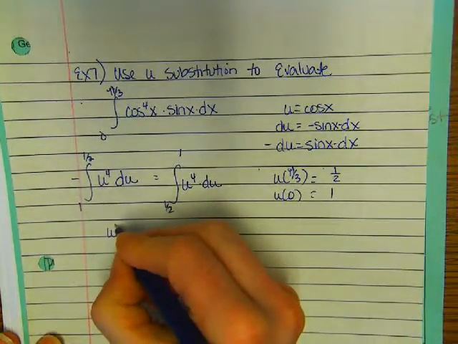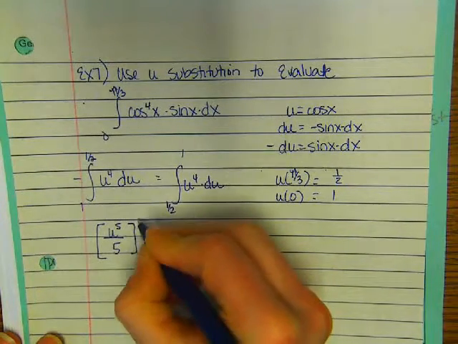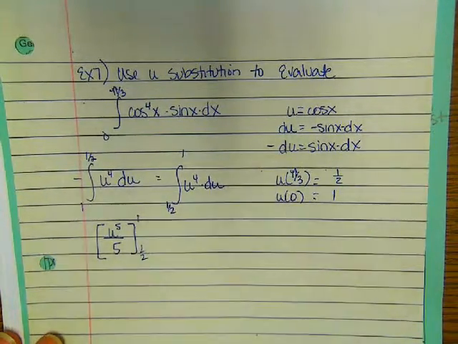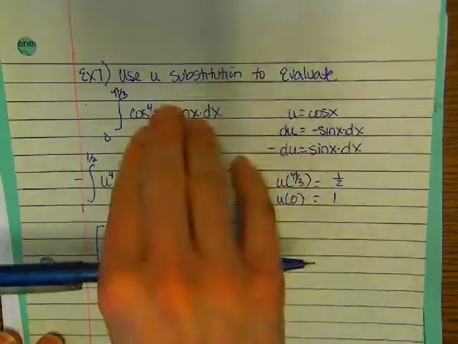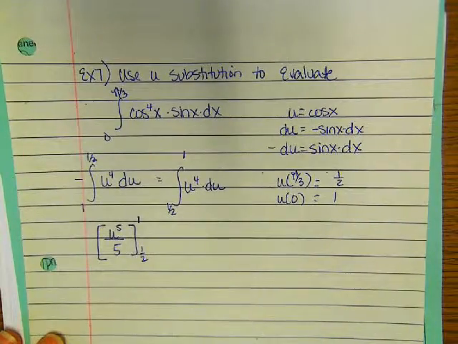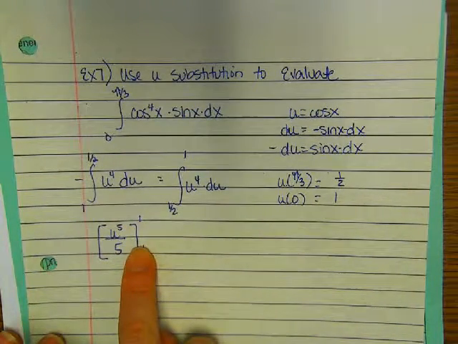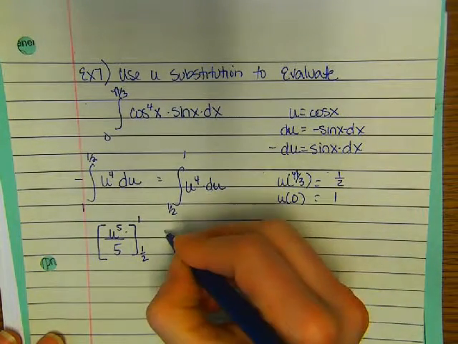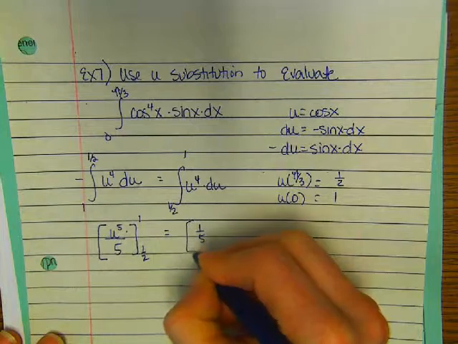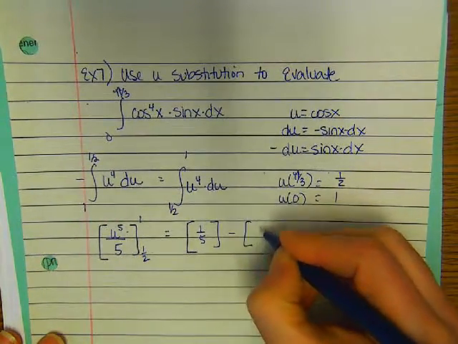This was u to the fifth over 5, and I know it was plus c, but we're going to do this. All right, here's where I'm going to stop you. I did try to tell my kids last year, and some of them wanted to go back and put it in and then put pi thirds. Guys, that's so much more work. I can just now use this. This is way easier. Because this is 1 to the fifth over 5, right? This is 1/5. And then this is 1/2 to the fifth over 5.